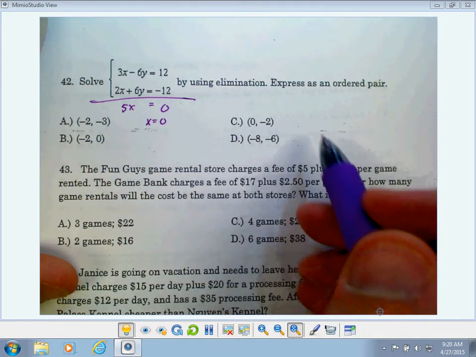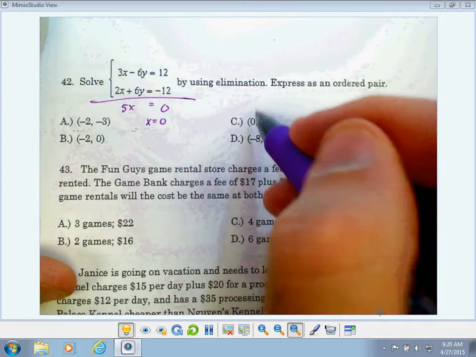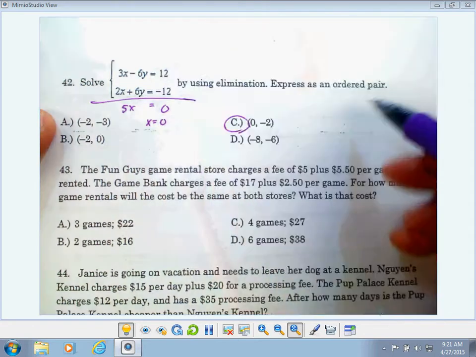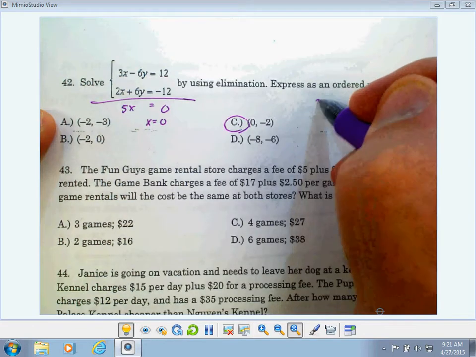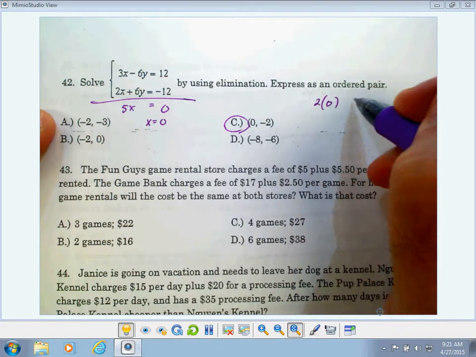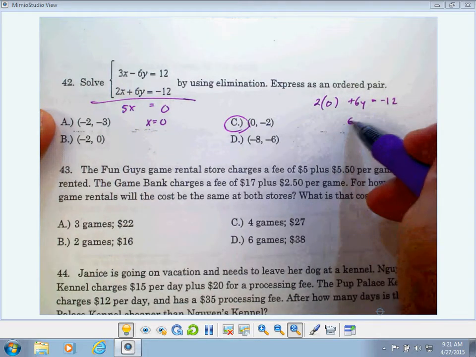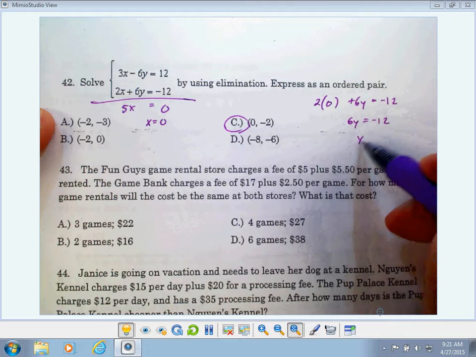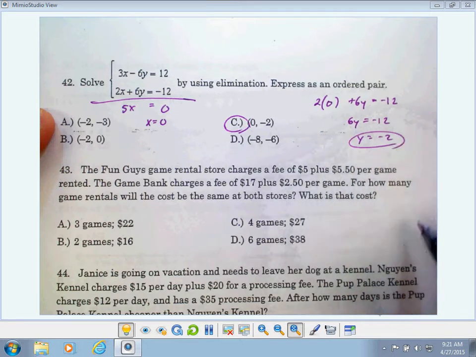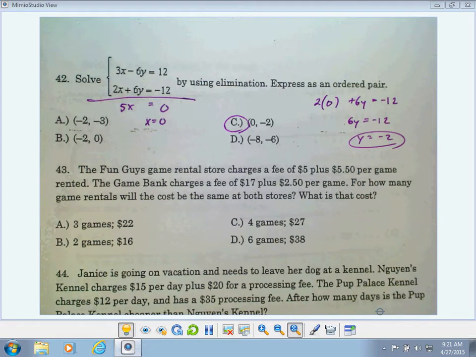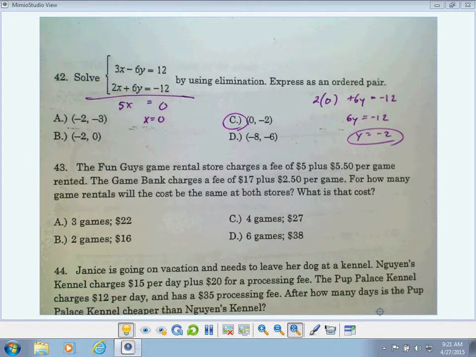So again, if we look at our answers here, the only one that's possible is C. Just in case, though, if you go back to either equation, I'll choose the bottom one this time. 2 times 0 plus 6y equals negative 12. So basically 6y equals negative 12, y equals negative 2. Yep, so our answer is (0, negative 2). They made it pretty easy on you that time for an elimination.